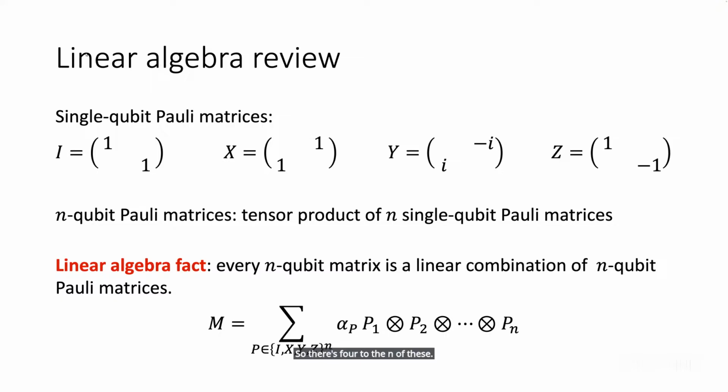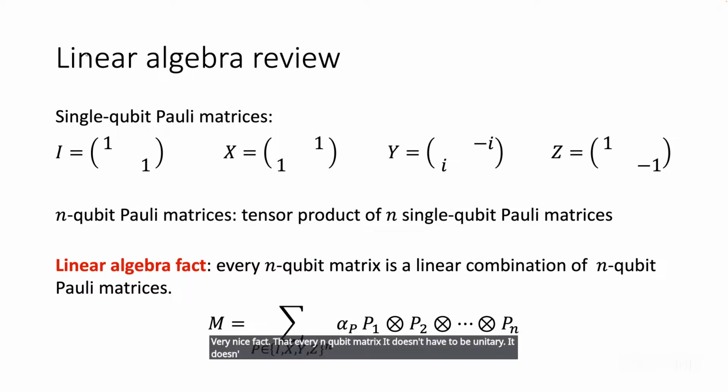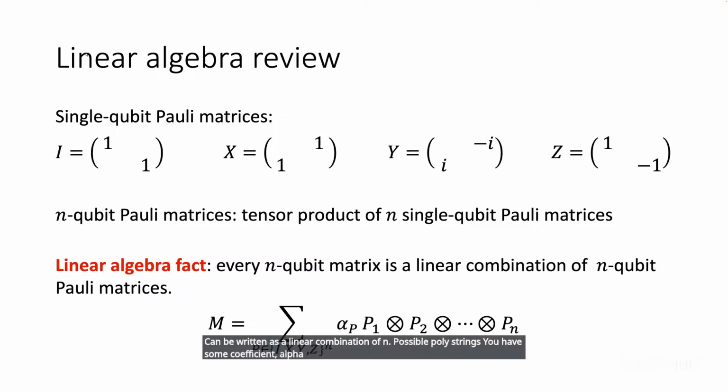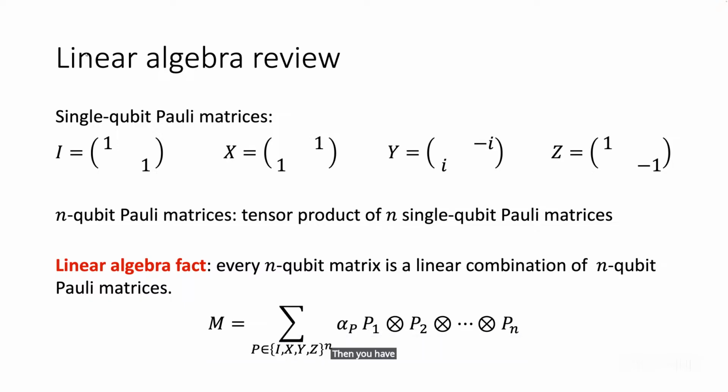A very nice fact is that every n-qubit matrix, it doesn't have to be unitary, it doesn't have to be symmetric or anything, so this is a 2 to the n by 2 to the n matrix, can be written as a linear combination of n-qubit Pauli matrices. You have your sum over these 4 to the n possible Pauli strings. You have some coefficient, alpha sub P, and you have these tensor products of these elementary matrices. You should think of this as the analog of the Fourier expansion.